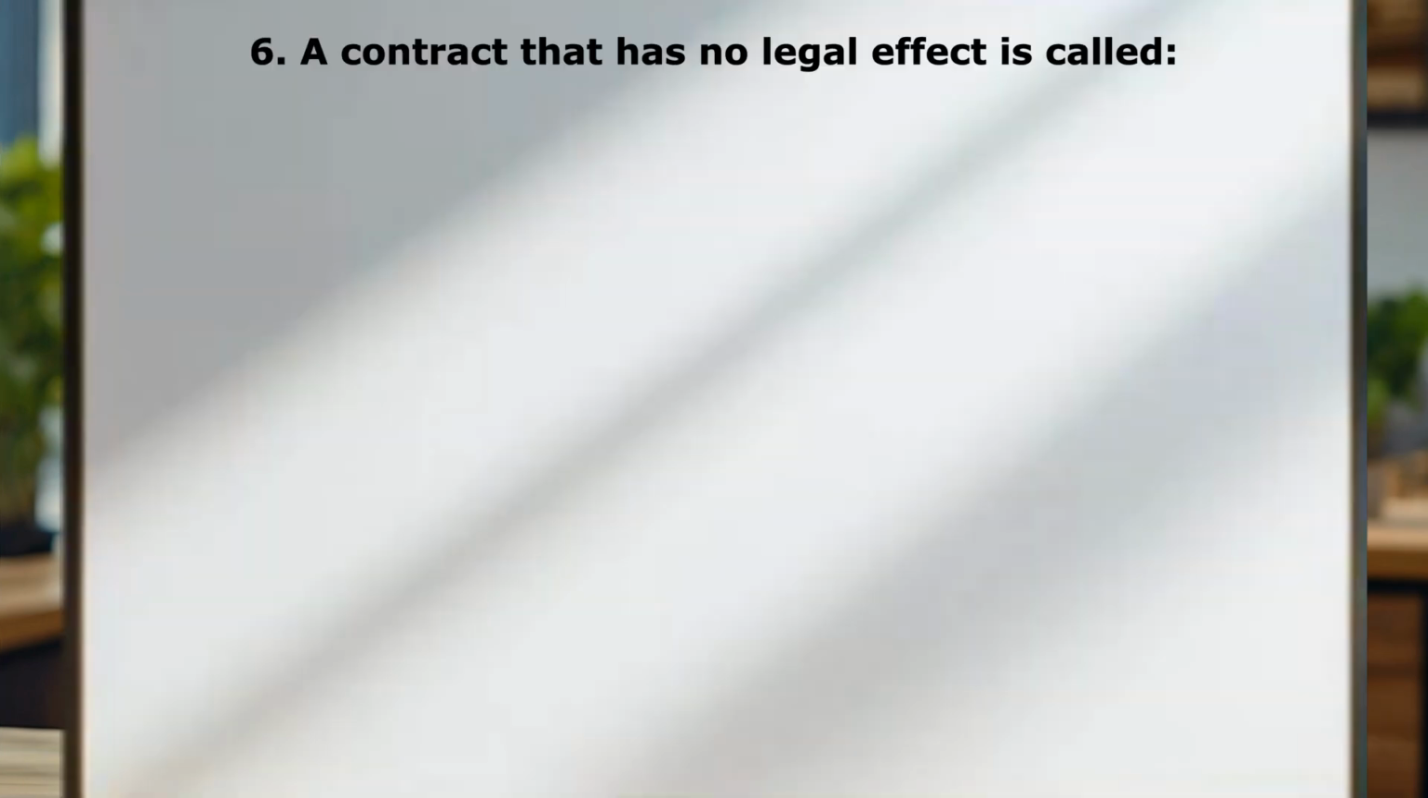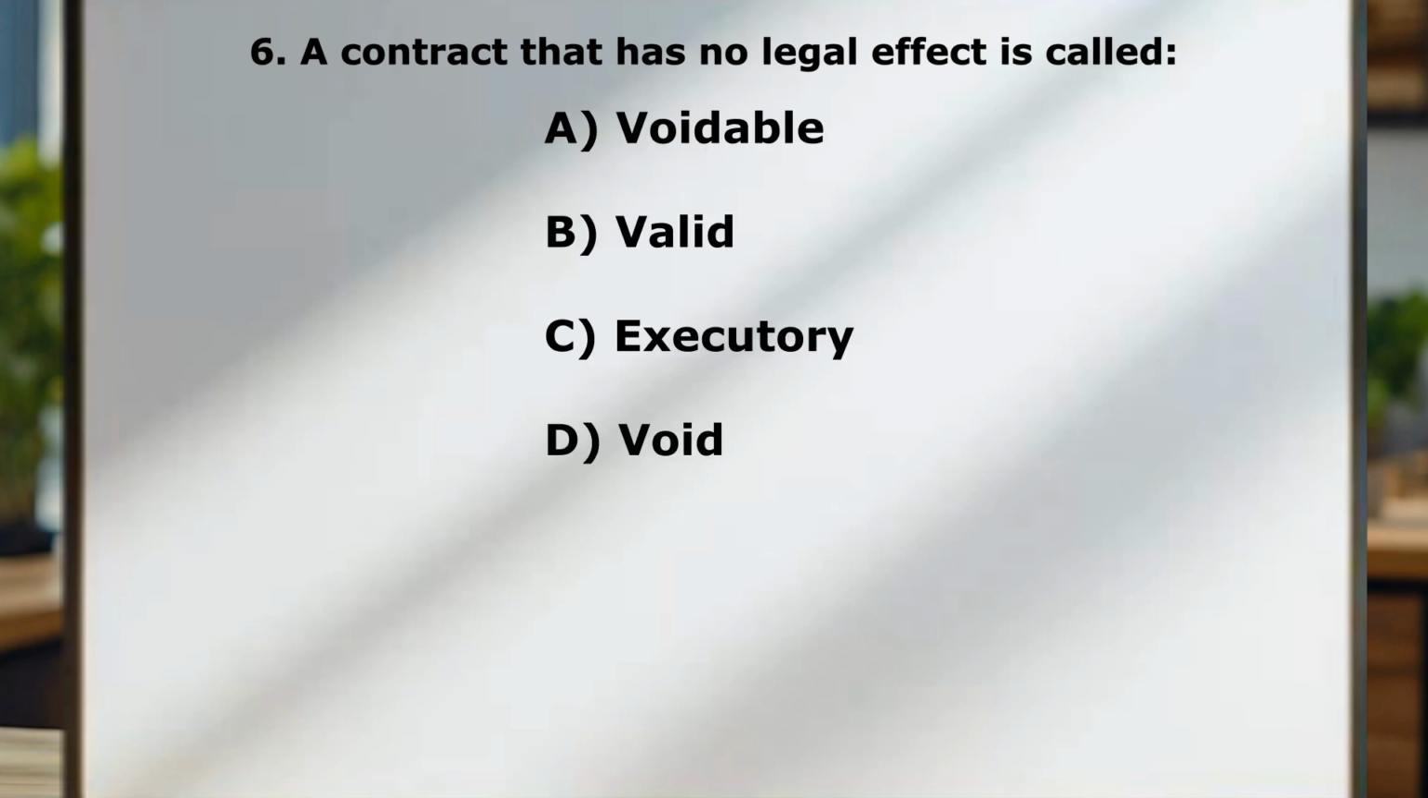All right, let's get back to the study. Question number 6. A contract that has no legal effect is called A, voidable. B, valid.